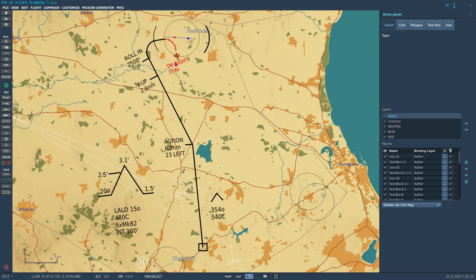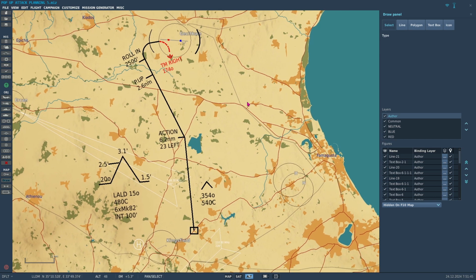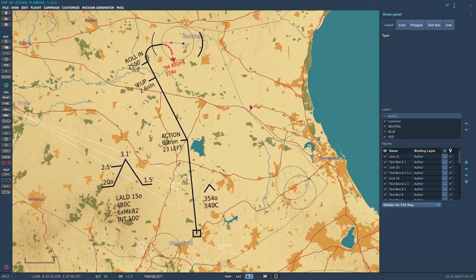Now that this is done and I have put with a text box the relevant information, turning maneuver right for a heading 174 degrees. You have noticed that already I have adjusted the thickness of the lines and the size of the letters in order to go to my final step of producing my Kneeboard page.